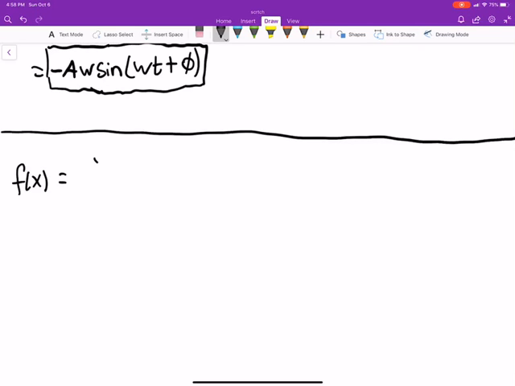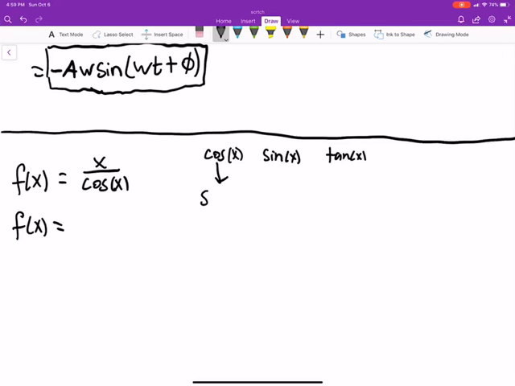f of x is x over cosine of x. And we want to know the first derivative. Well, first off, I'm going to rewrite this using one of our properties with our trig functions, and that's the reciprocal. So you have your cosine of x, your sine of x, your tangent of x. The reciprocal, the way I like to remember it, these are your reciprocals. I'll tell you how I remember it in a second.